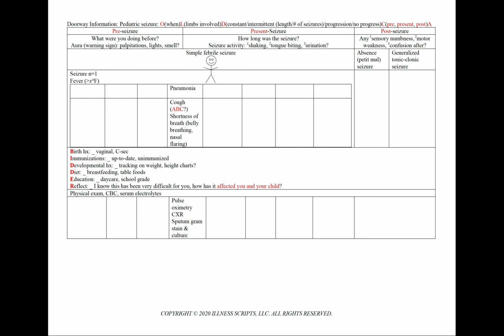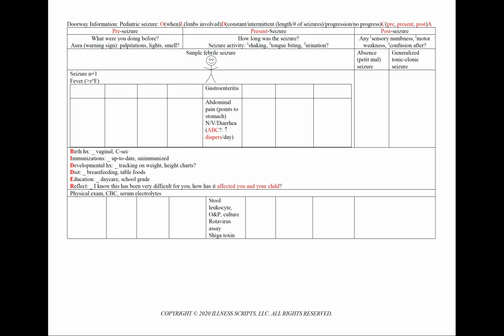In pneumonia, we'll have a cough, and we'll use our mnemonic ABC, shortness of breath, and again, if our patient is young and can't communicate, we'll ask the parent if there was any change in their breathing patterns, such as belly breathing or nasal flaring, and we'll order a pulse oximetry, chest x-ray, and sputum gram stain and culture.